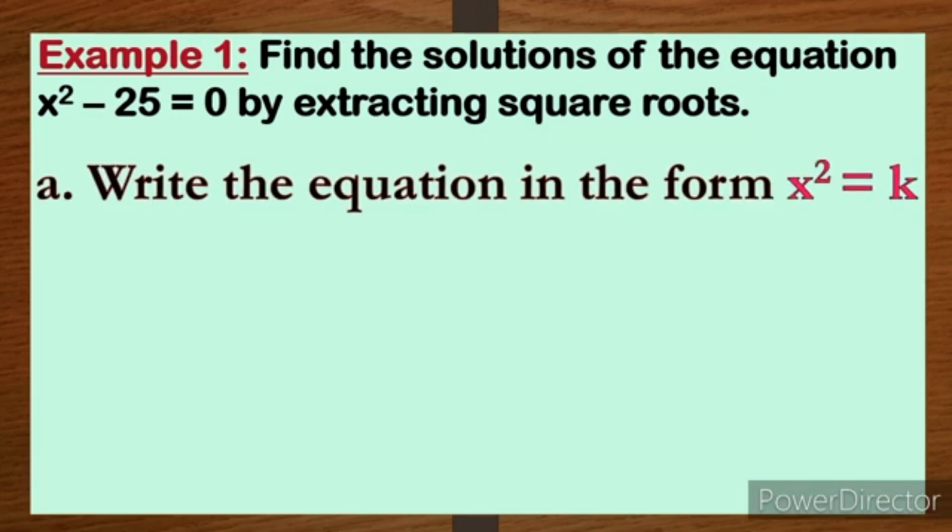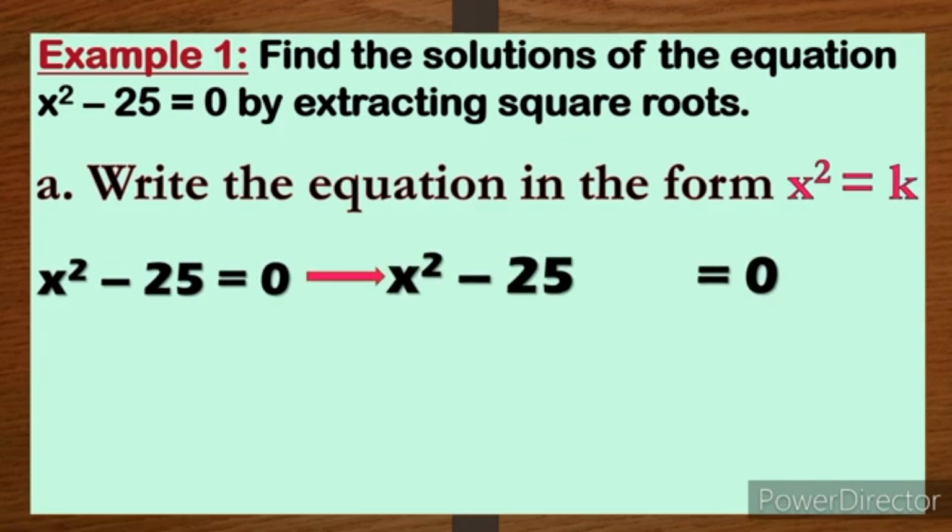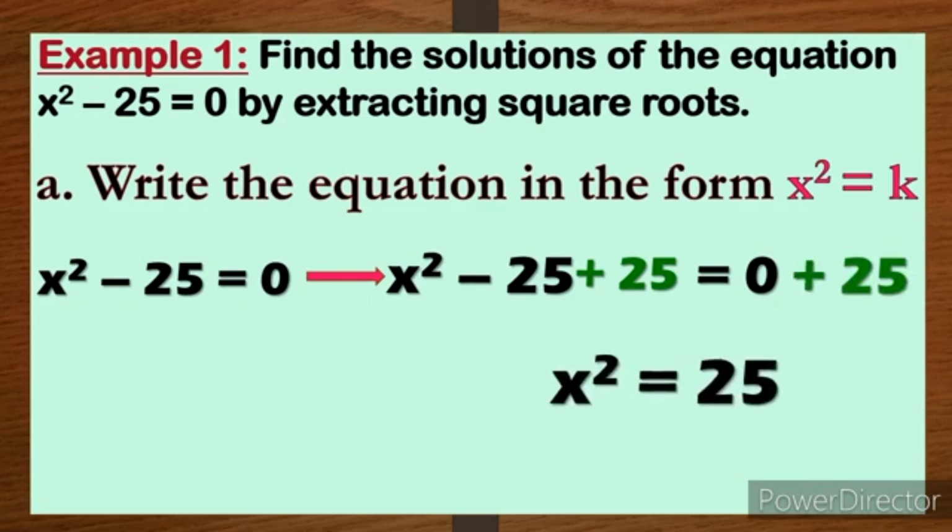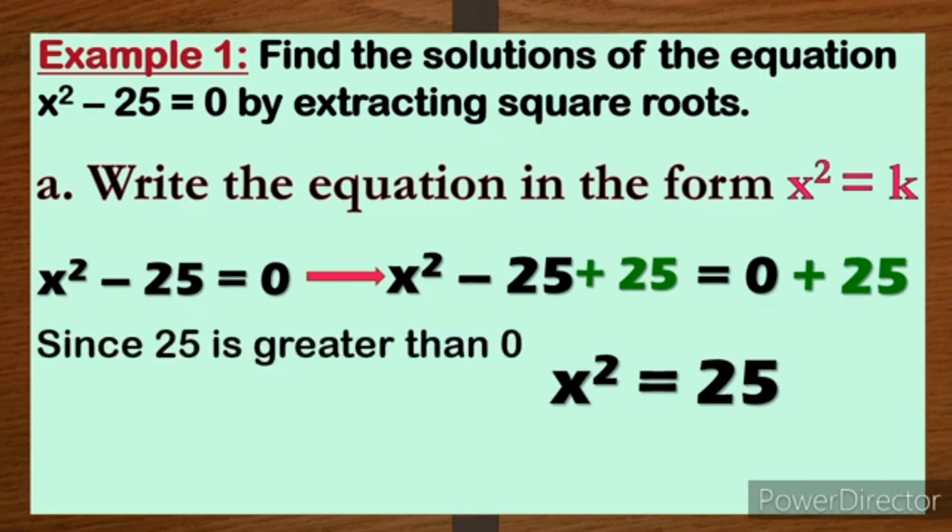Okay, the first step is to write the equation in the form x squared equals k. So x squared minus 25 equal to 0. Then it becomes x squared minus 25. Okay, to write it in the form x squared equals k, we're going to add 25. We're going to add positive 25 both sides, left and right of the equation. So, negative 25 plus 25 equals 0, and 0 plus 25 is 25. Therefore, we have x squared equals 25.